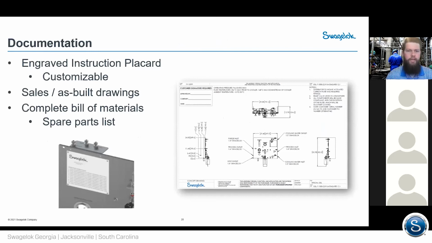With these systems, you get sales drawings, you get the complete bill of material and spare parts lists. You've seen these in the pictures that I've shown you so far, a little placard. And what this has is actually the instructions for how to operate the panel. So any person on site that needs to come up and take the sample doesn't have to have a lot of formal training. Again, one valve handle to operate the whole system, just some instructions on a sequence of events. Switch it to sample, shut your valves, flush your lines.